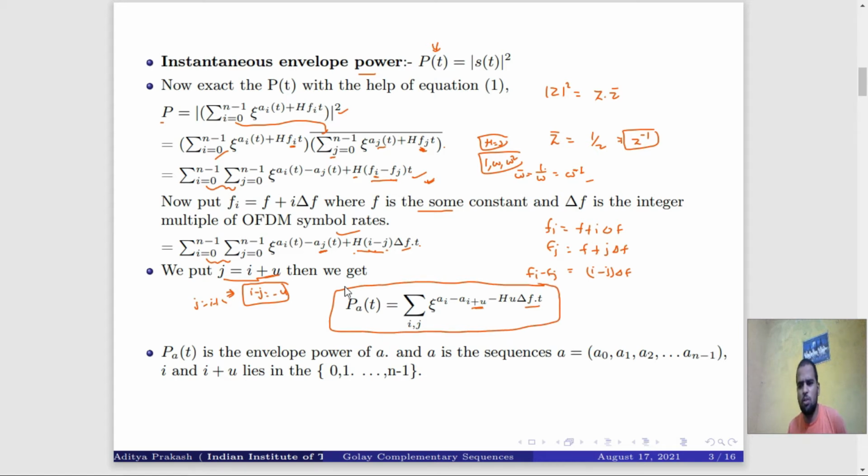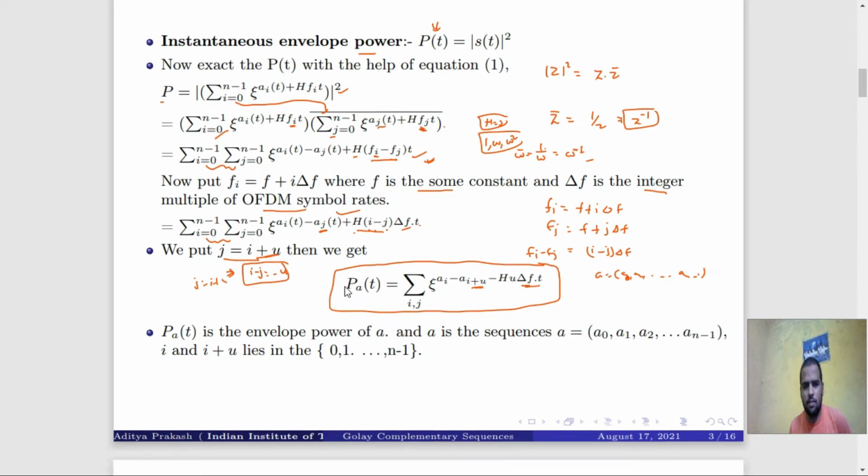Okay, after substituting values with the help of an OFDM symbol. Here you know that delta f is nothing but an integer multiple of the OFDM symbol rate, and A is nothing but the sequence present in the elements. That means the sequence we take is A equal to A0, A1, up to A n minus 1, that is this.